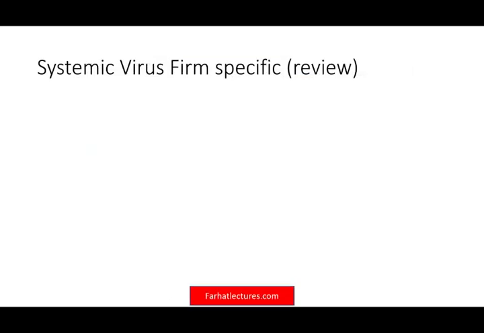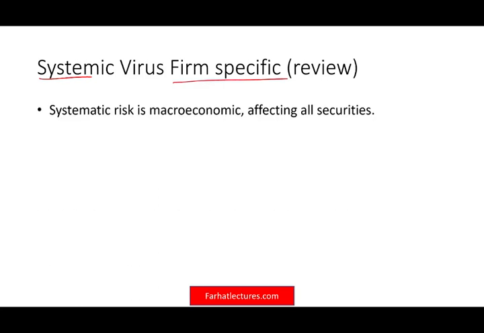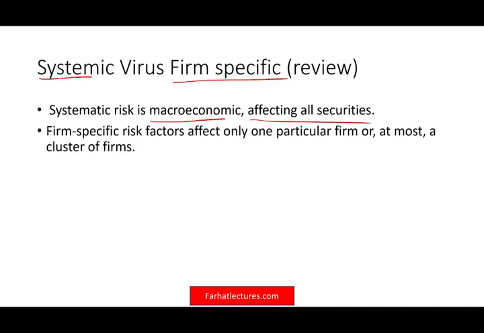First, we need to do a quick review. Just want to make sure we know the difference between systematic and firm risk, because we need to use those terms in this session. Systematic risk is the macroeconomic risk that's affecting all securities, not a particular company and not a particular product. It's affecting the whole economy: inflation, interest rate, the Federal Reserve, and so on and so forth. Firm-specific risk, in contrast to the systematic risk, affects only one particular company or one particular firm, or at most, maybe a cluster of firms, for example, software companies.